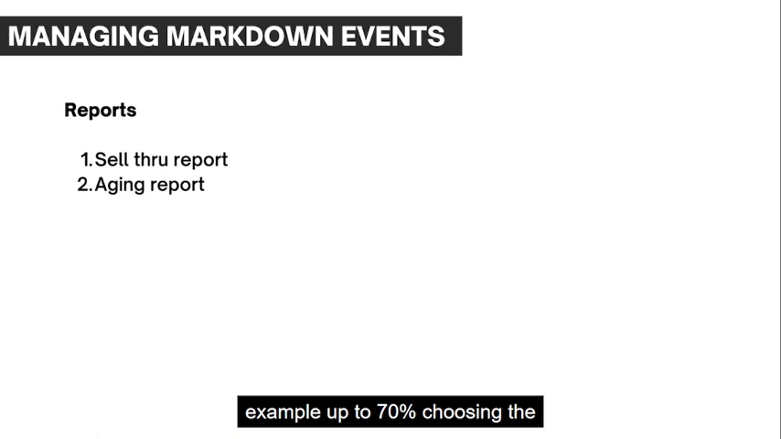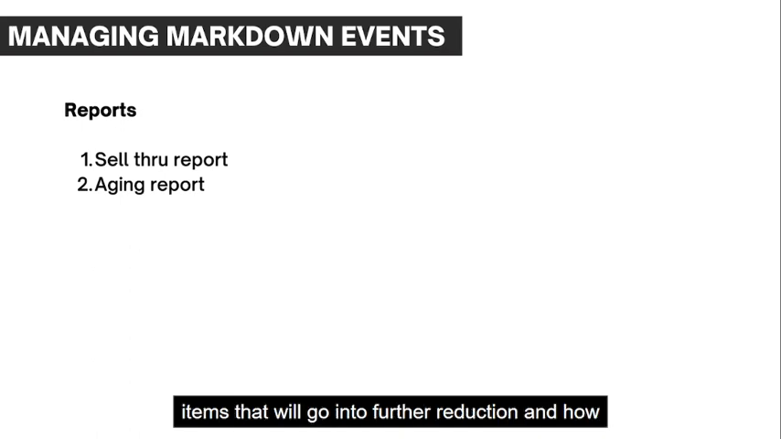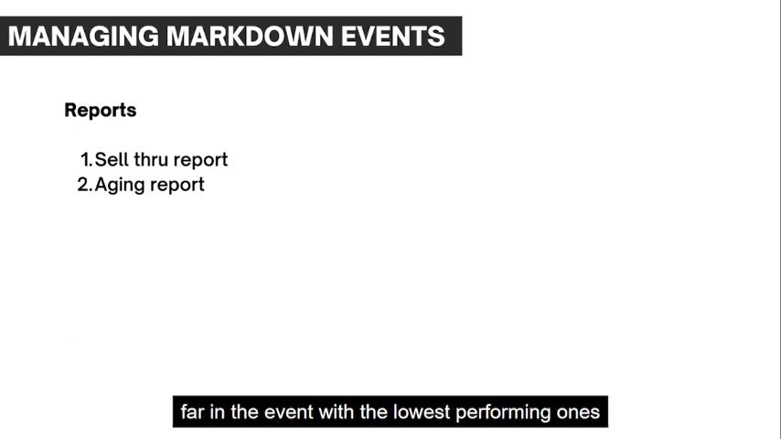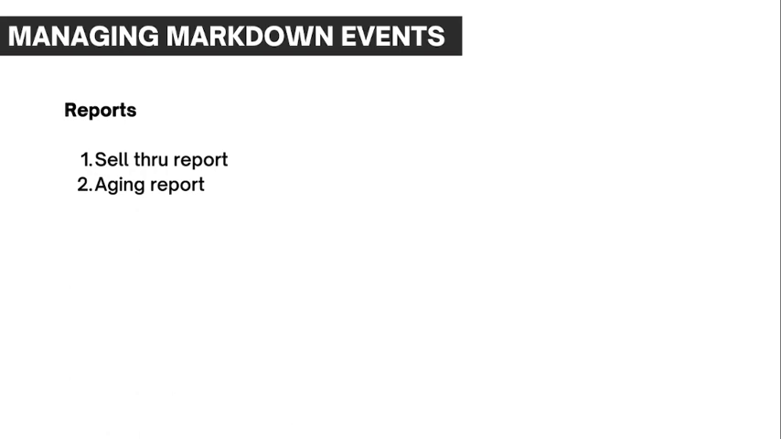70%. Choosing the items that will go into further reduction and how much discount they will get will depend on the performance so far in the event, with the lowest performing ones that didn't reach their target sell-through getting the highest discount and the good performing ones getting a lower one.